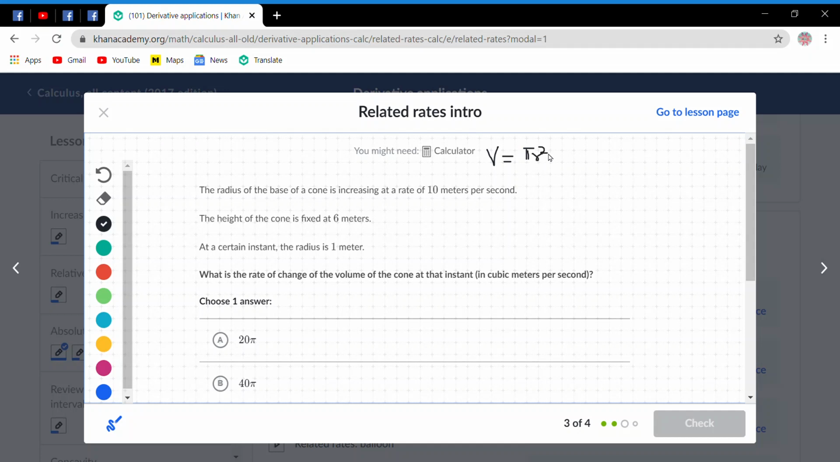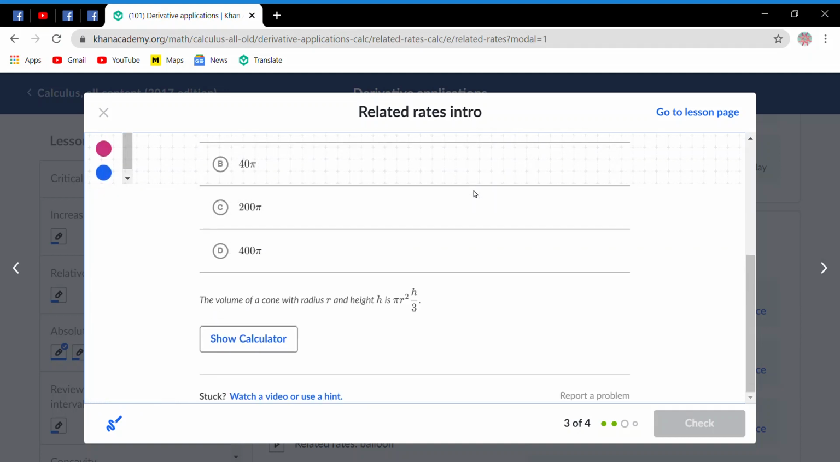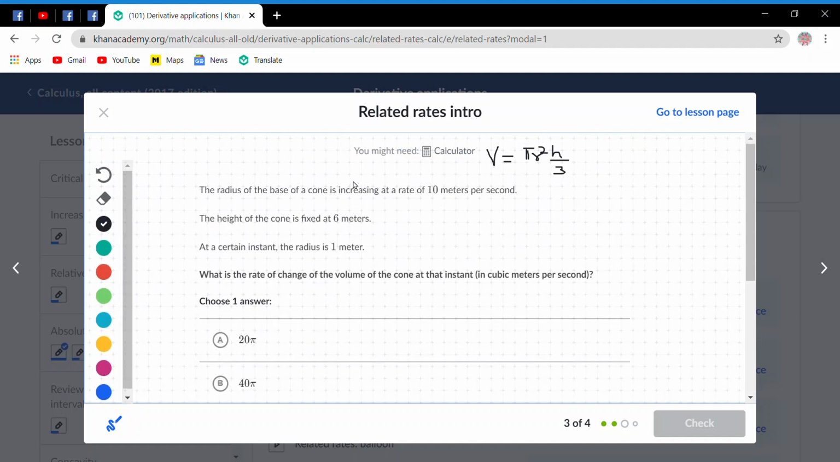Pi r squared h over 3. So this is the volume of the cone, and we know that the rate of change of the radius with respect to time, dr/dt, is equal to 10 meters per second. So we know this. Then the height we know is 6 meters. h is equal to 6 meters, and we also know that at a certain instant the radius is equal to 1 meter. So we know these 4 things.